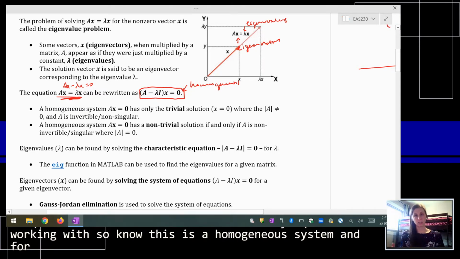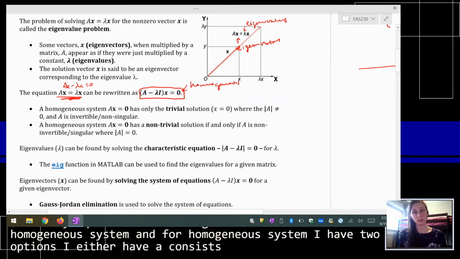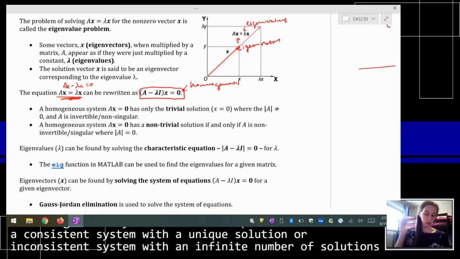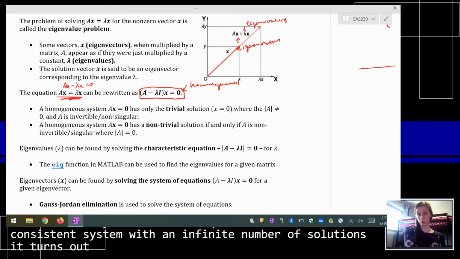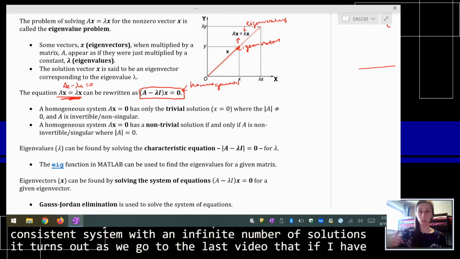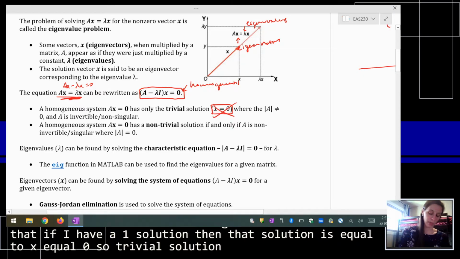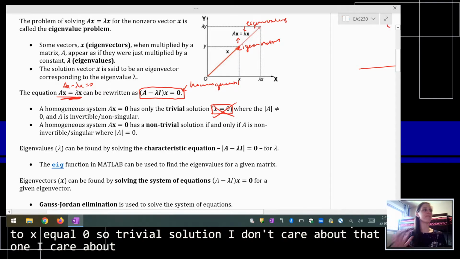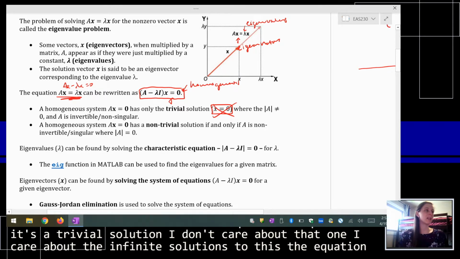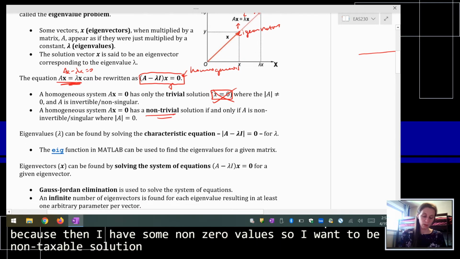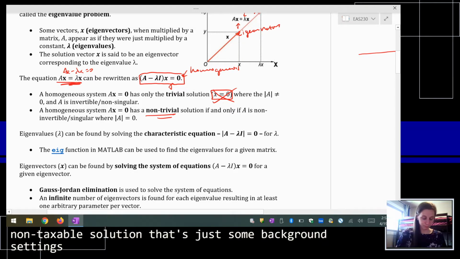And for a homogeneous system, I have two options. I either have a consistent system with a unique solution, or a consistent system with an infinite number of solutions. And it turns out, as we noted in our last video, that if I have one solution, then that solution is x equals 0. It's a trivial solution. I don't care about that one. I care about the infinite solutions to this equation, because then I have some non-zero values. So I want the non-trivial solution. That's just some background, setting things up.